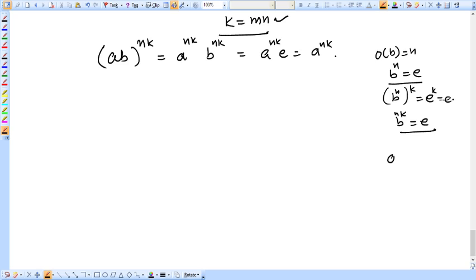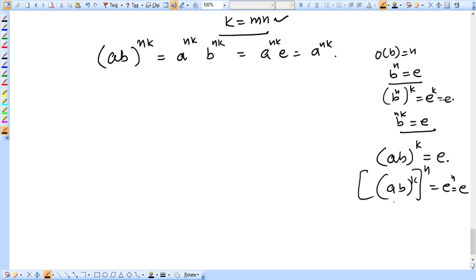Also you see, what is the order of AB? It is k, so (AB)^k is equal to E. If I raise it to some power again, like power n, then it is equal to E^n, which is E again. So therefore we can write (AB)^(nk) is equal to E.